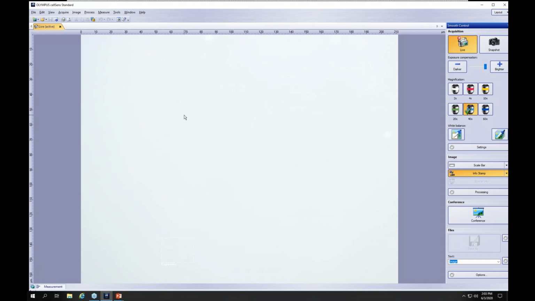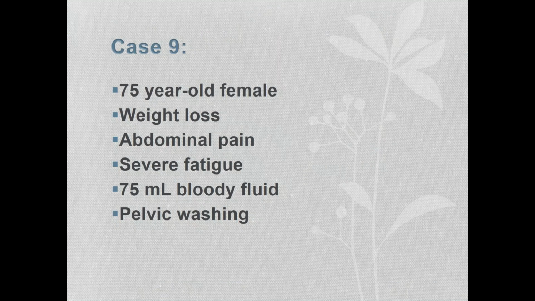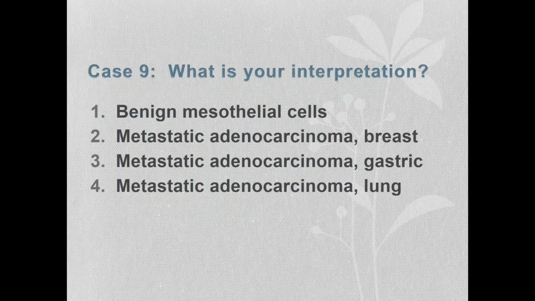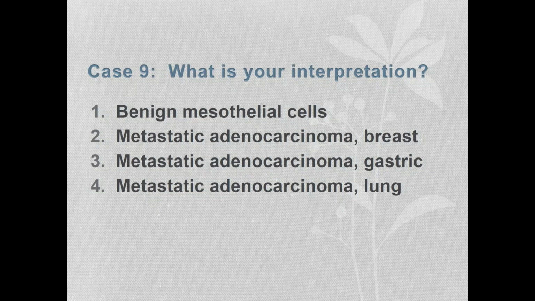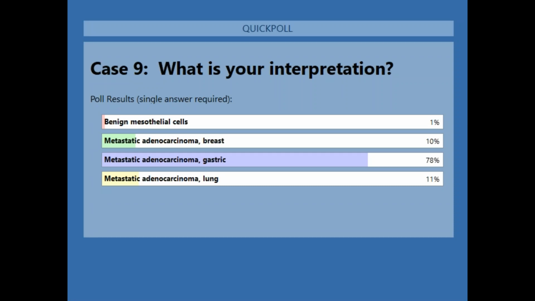And in this case, the patient has what? Benign mesothelial cells, metastatic adenocarcinoma from the breast, metastatic adenocarcinoma gastric, or metastatic adenocarcinoma of the lung. Okay, let's share the poll. Looks like 78% are picking metastatic adenocarcinoma gastric primary.